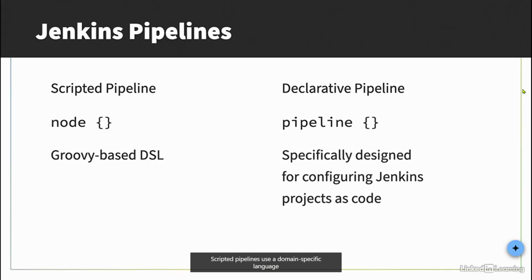Scripted pipelines use a domain-specific language, or DSL, based on Groovy, which is a scripting language for the Java virtual machine. Declarative pipelines are an evolution of DSL pipelines. The declarative syntax was developed to more easily capture the complete configuration of a project as code. For the rest of this course, we'll be using the declarative format.